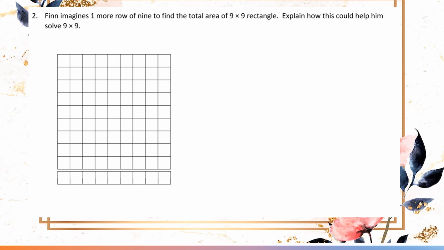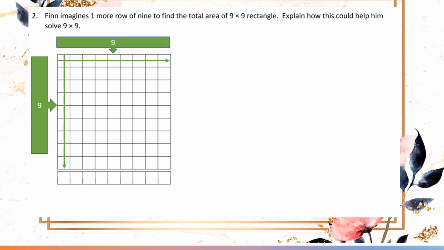Okay, so as it stated, the length of this rectangle is 9 and the width is 9. Now actually, if the measurements are 9 by 9, then this is actually a square, because with a square, all of the sides are the exact same. So 9 by 9 would be a square. All right, so the area equation for the original square would be 9 times 9 equals 81. But in this question, it says Finn imagines one more row of 9 to find the total area.